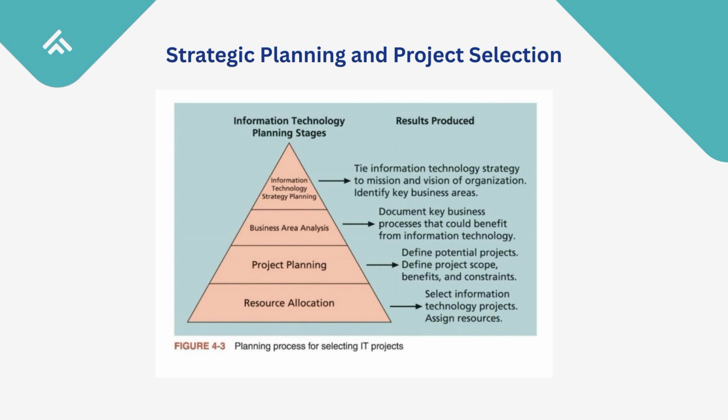Second is business area analysis. Document key business processes that could benefit from information technology. Third is project planning. Define potential projects. Define project scope, benefits, and constraints. Last is resource allocation. Select information technology projects and assign resources.